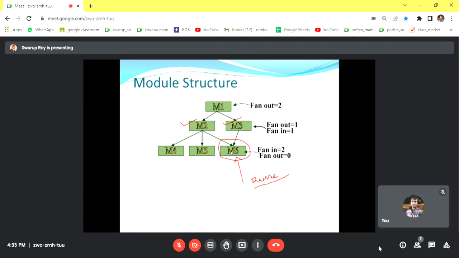So your target should be to have fewer dependencies. There is no standard saying that this many fan out or this many fan in should be there, but it should be as low as possible. Then it is far better. But in any program you write, you have to have some dependency, so we'll see some examples later on.